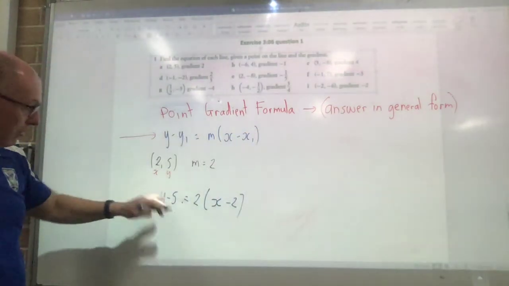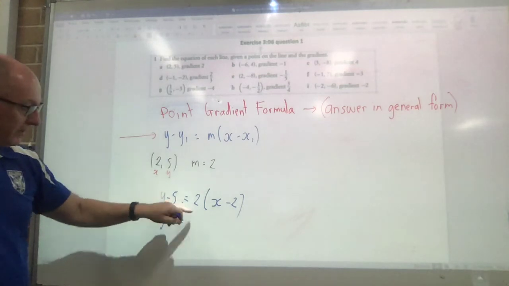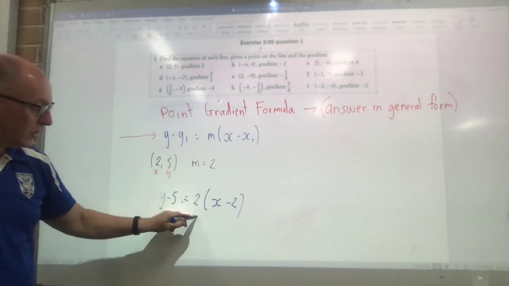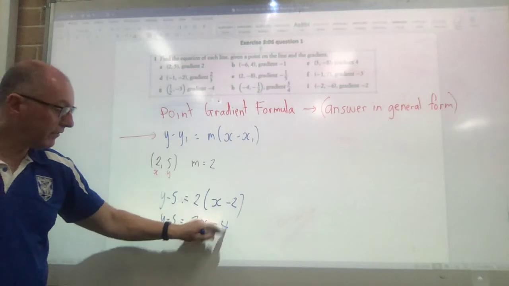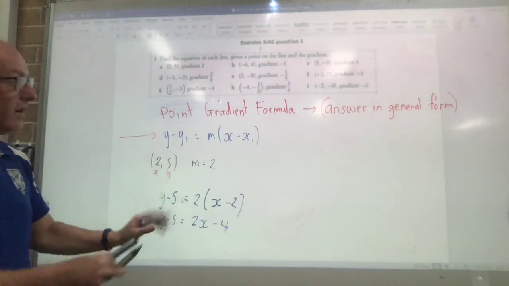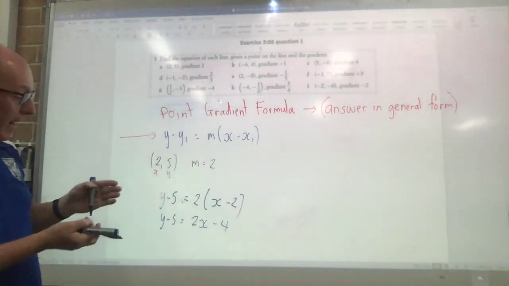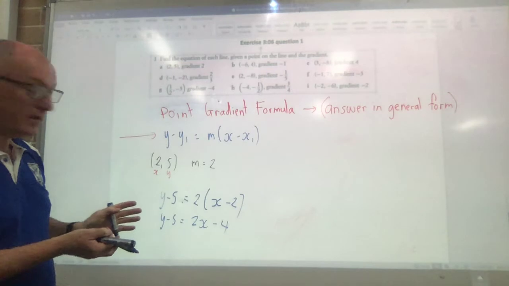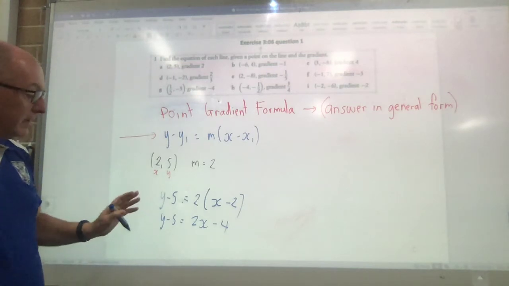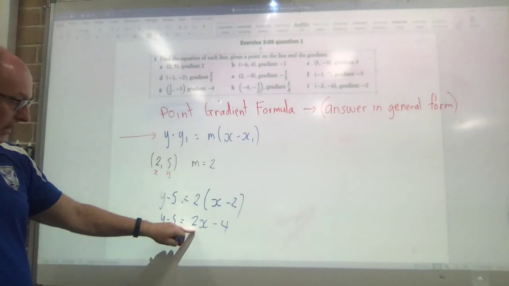So here I go, y minus 5, there's nothing to do there, I'll leave it as y minus 5 equals, I can expand this bracket, I get 2x minus 4. So there we go, we've got the equation of the line, but it's not in general form. With general form, everything is moved to one side, and x needs to be positive. So if you look at this, here's 2x, it's positive, I'll leave it there.